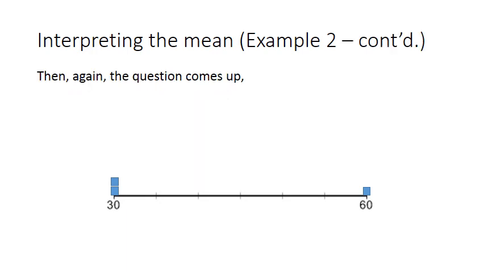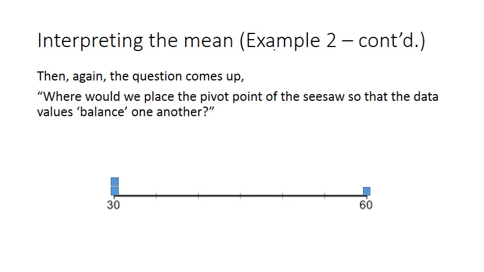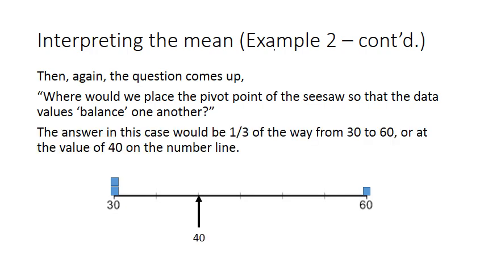Then again, the question is going to come up. Where would we place the pivot point of the seesaw so that the data values balance one another? Now, knowing a little bit about physics and the way that weights and seesaws work, we know that the pivot point in this case would need to be 1/3 of the way between 30 and 60, or in this case, the value 40 on the number line.